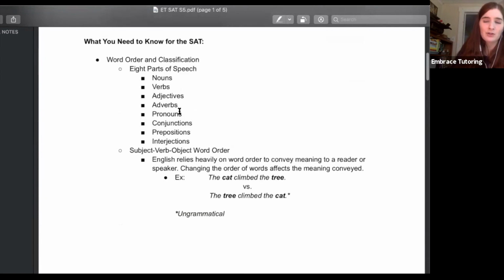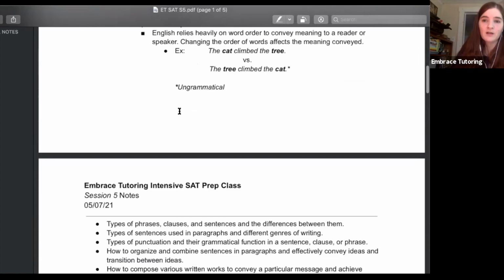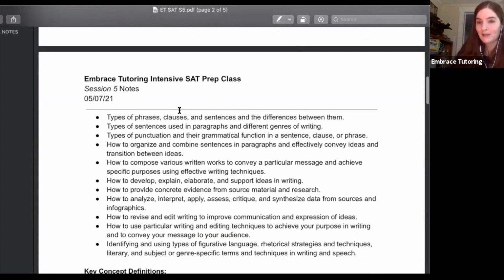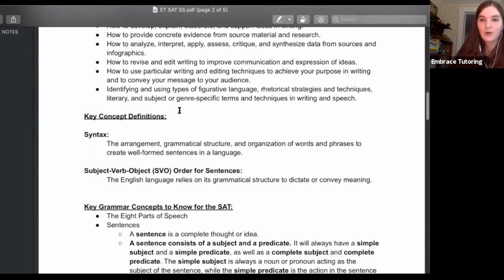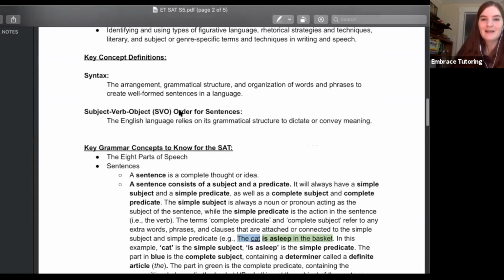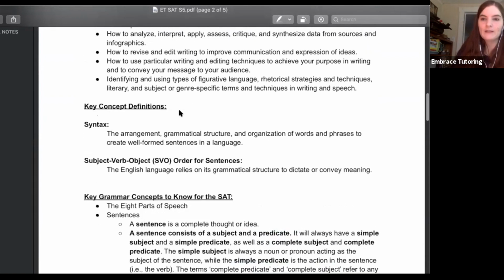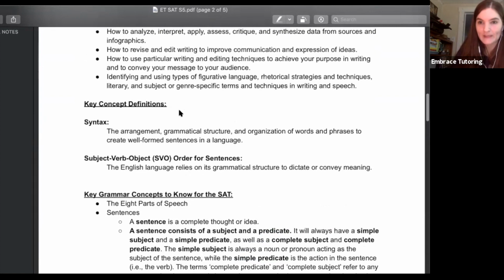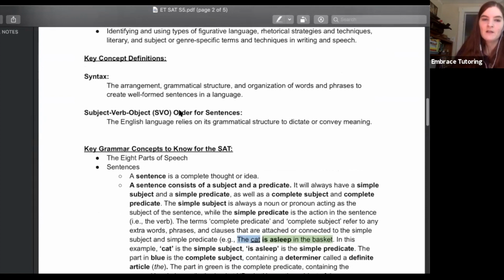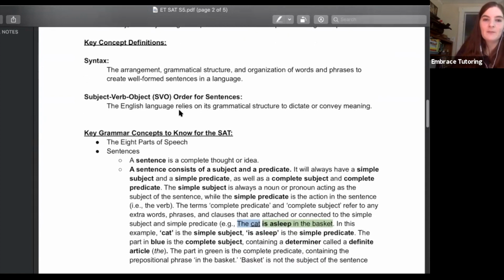So it's not just the list of grammar terms that I gave you, although that's certainly part of it. This is very much a writing and editing and thinking and reading type of test section of this test. So key concepts to think about too are things like syntax, meaning the arrangement, grammatical structure, and organization of words and phrases to create well-formed sentences in a language.